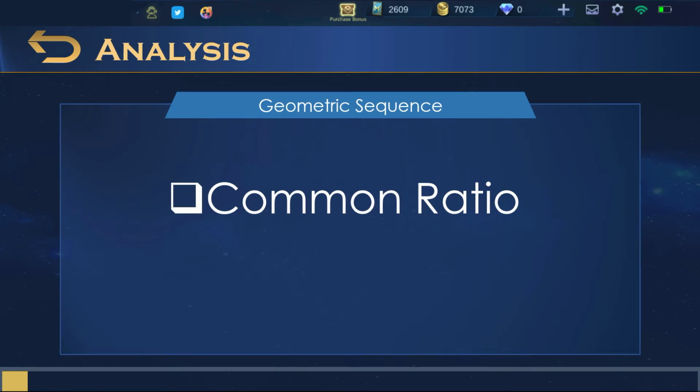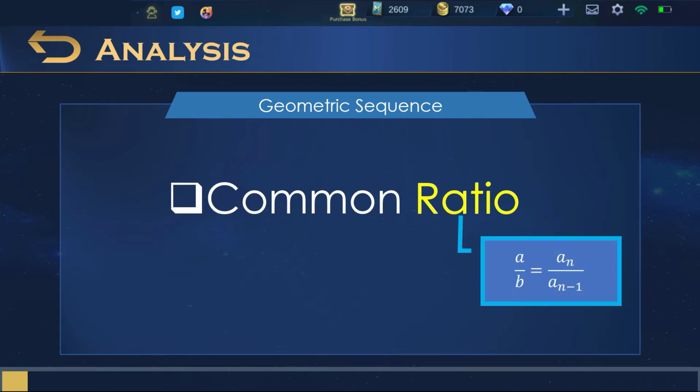And when we say ratio, it is in the form of a fraction of a over b, wherein the a here is considered the a sub n, and the b here is considered the a sub n minus 1, or the previous term. So we're just going to divide a given term by the previous term for us to get the ratio of the given sequence. And in order to consider it a geometric sequence, there should be a common ratio between the terms that we have.